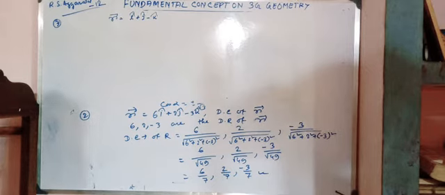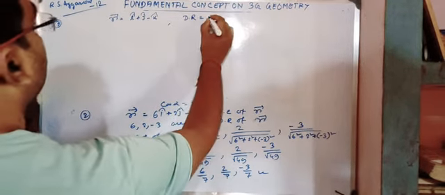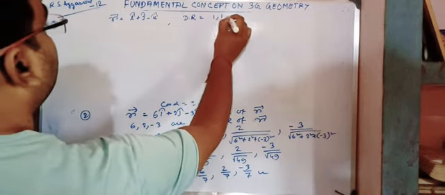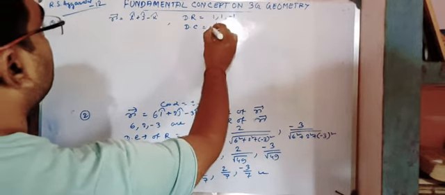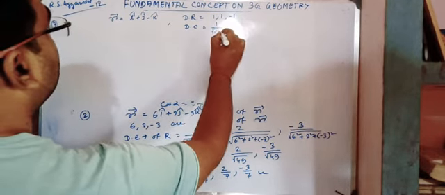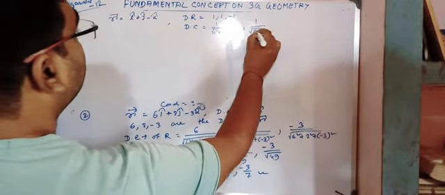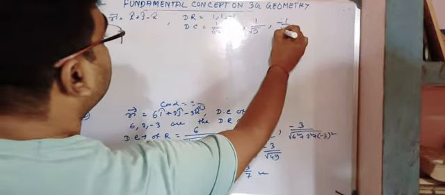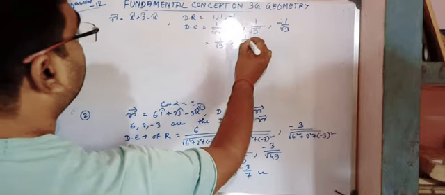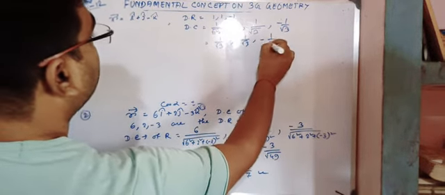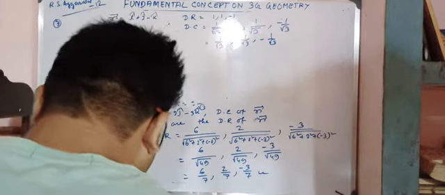Now here the direction ratios are given. What is the direction ratio? 1, 1 and minus 1. So the direction cosine, what is the direction cosine? 1 by root over of 1 square plus 1 square plus minus 1 square, that is 1 by root 3, 1 by root 3, minus 1 by root 3. Okay. Hope you are able to see. So this is the direction cosine.